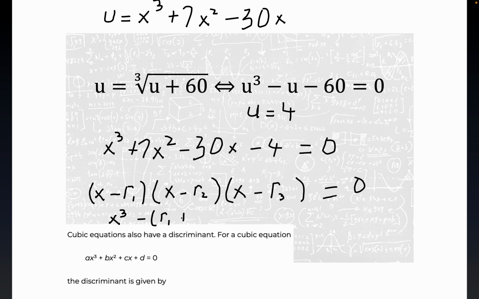It gets a little more involved for the other terms, but we're only interested in the sum of the zeros. But notice that minus the sum of the roots, that would be minus r sub 1 plus r sub 2 plus r sub 3, turns out to be the coefficient of x squared.